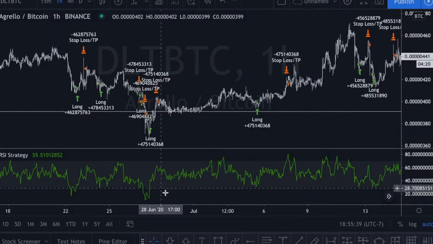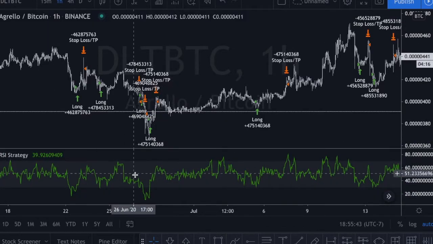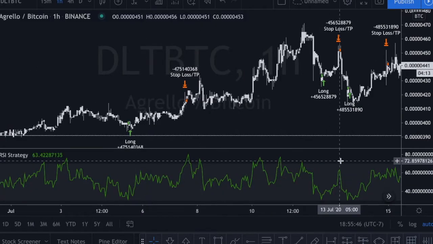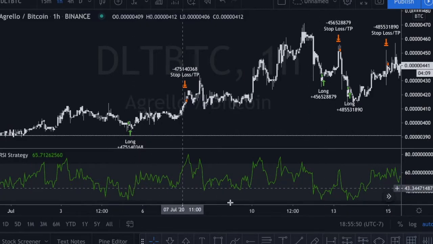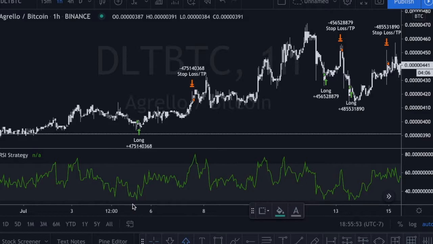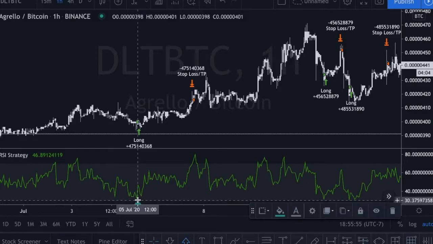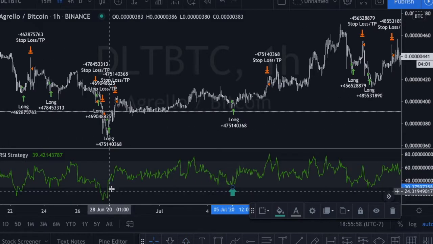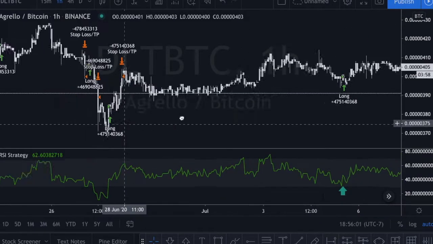So all we're going to do for this strategy is it's very simple. Every single time that this green line comes back into the shaded area is when we're going to take a long position. So for example, here it just barely went out and then it came back in, and that's why there's a long position there.